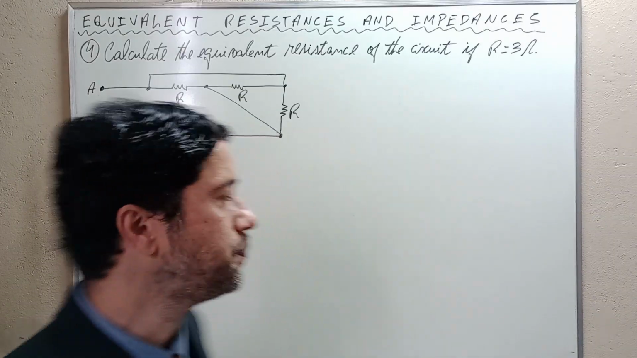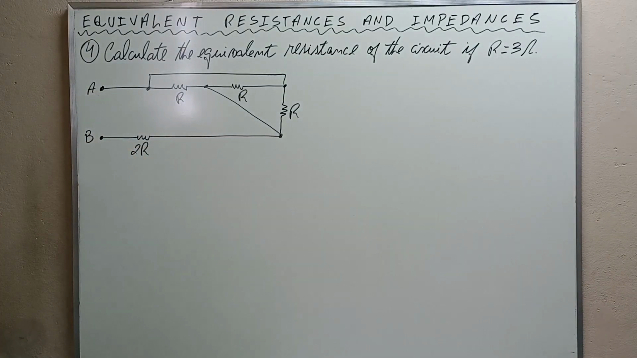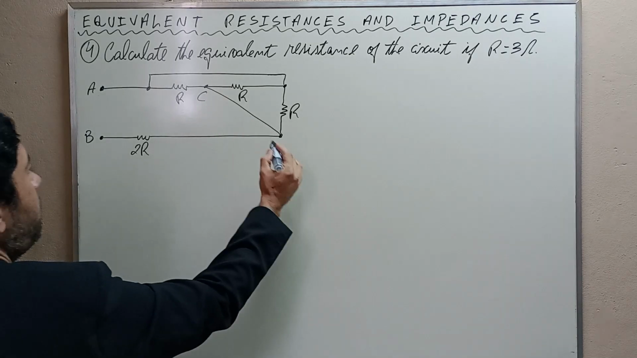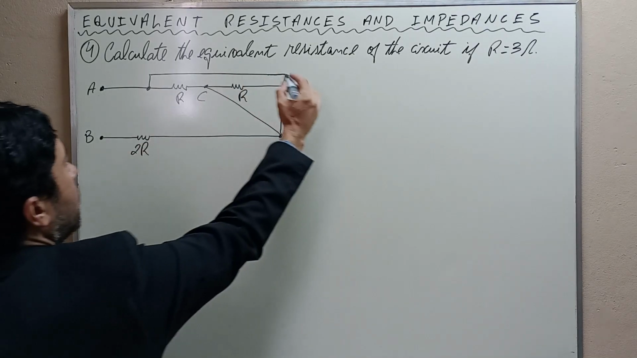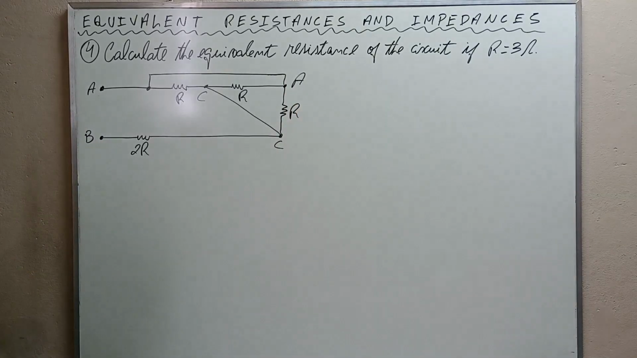Exercise number 4. Calculate the equivalent resistance of the circuit if R is equal to 3 ohms. This is the question. Let's go to the solution. Before we begin solving, let's use some labels for better visualization. I'm going to call this C, and this here will be A, okay?